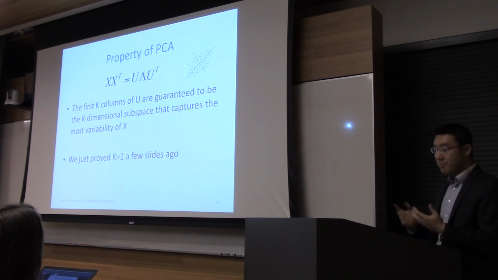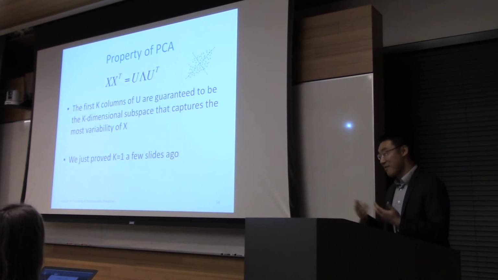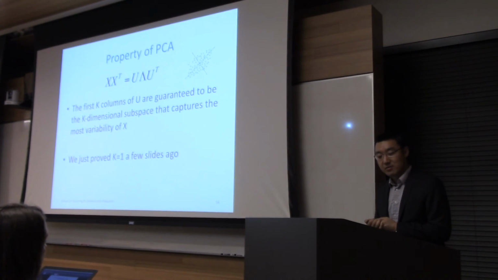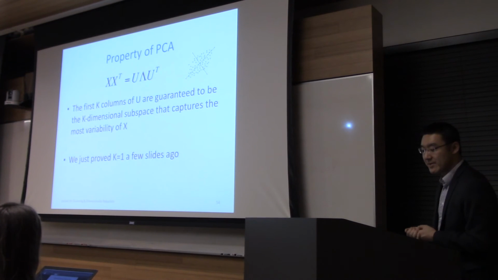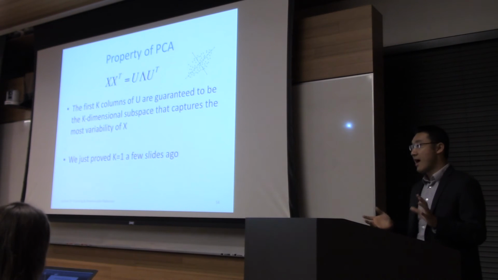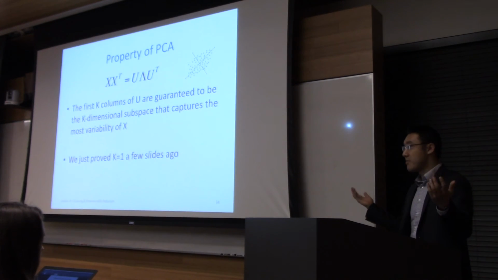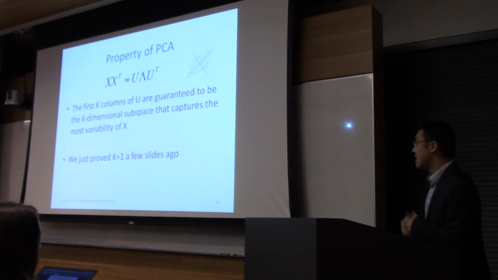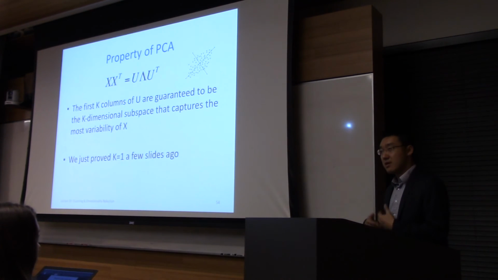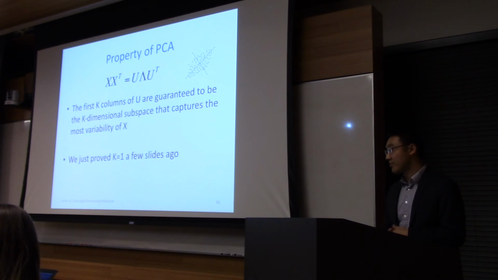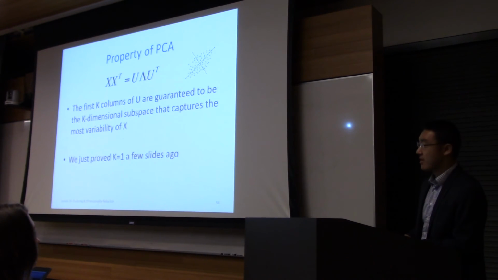Okay, so if you call PCA in Python on a data set, or SVD, they give you the same U. The first k columns of U are guaranteed to be the k-dimensional subspace that captures the most variability of X, right? So if you want a k-dimensional projection of the data from some high-dimensional space down to k dimensions, like 1,000,000 to 10, let's say, then the first k columns of U is guaranteed to be the k-dimensional subspace that captures most of the variability, that minimizes the residual of the reconstruction. We just proved it for k equals 1 a few slides ago. The analysis is more complicated for high-dimensional k, but that's sort of the idea.